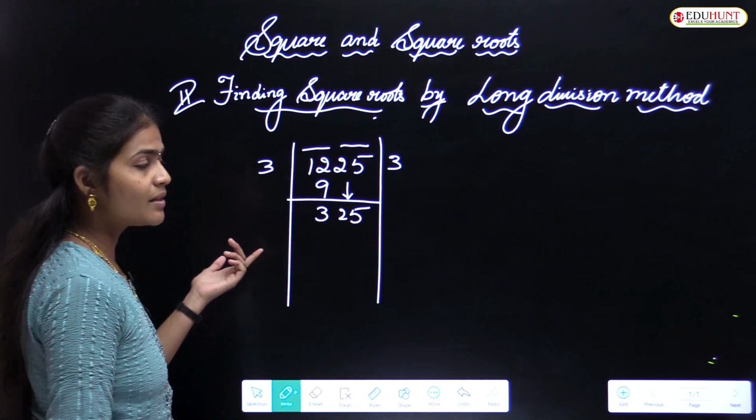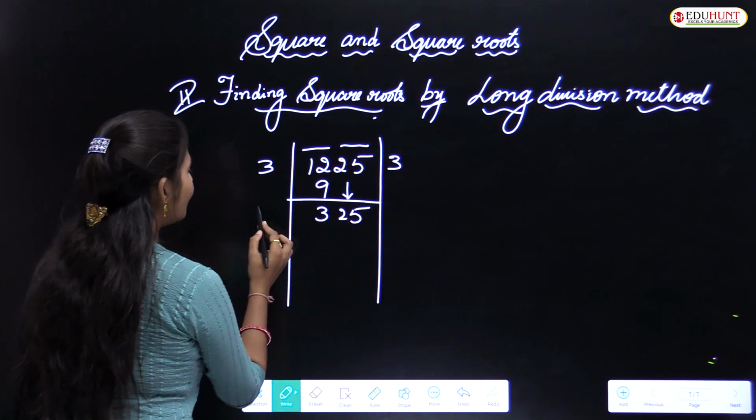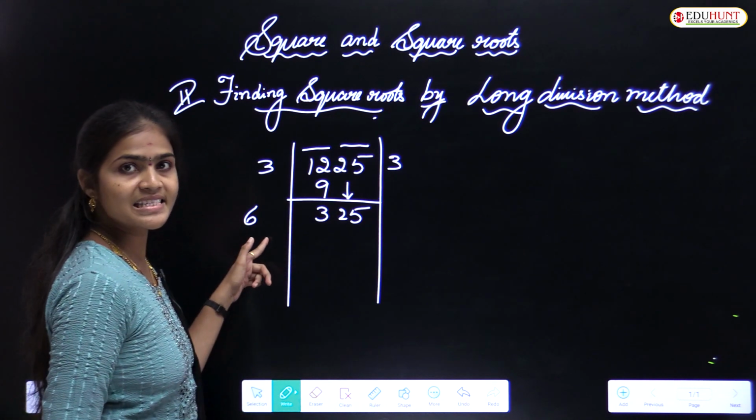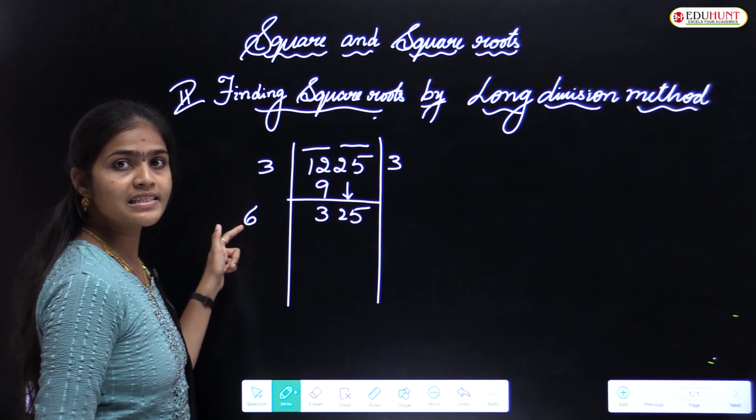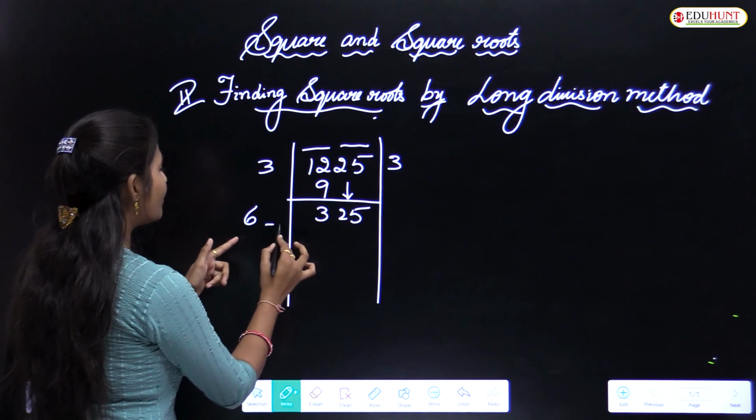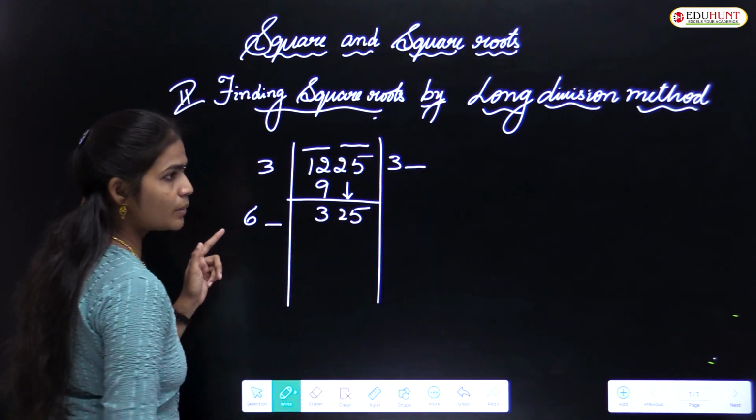What is the next step? Yes, double of that 3 we have to take. That is 3 plus 3 is equal to 6. Next, which number are we writing here? The same number we have to keep here, no?